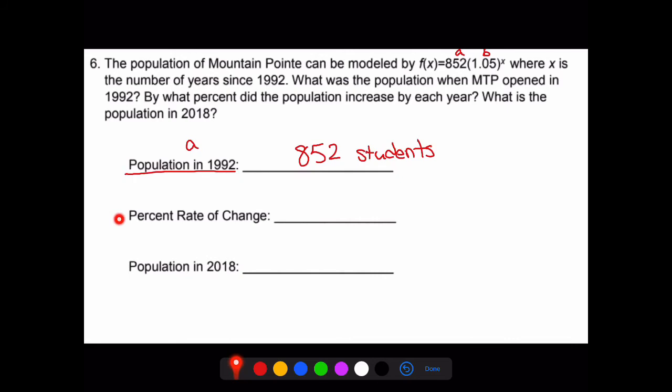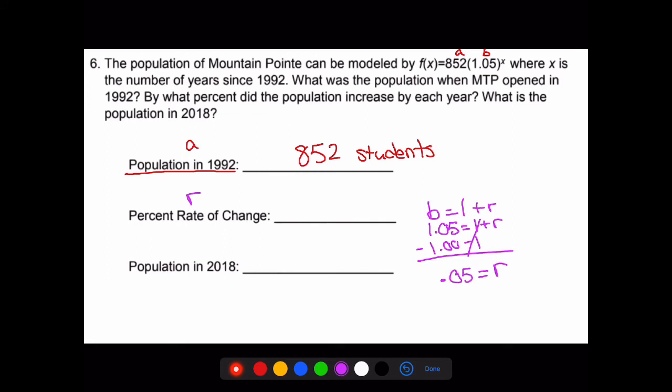For part B here, percent rate of change. Well, that's going to be dealing with our R variable. And again, we're not given R in our equation. We have B, and if we look at our B value, it's growth. So we have 1 plus R. Well, if our B value is 1.05, that's equal to 1 plus R. And then we can just solve for R. I subtract 1 from both sides. We're left with R is equal to 0.05.